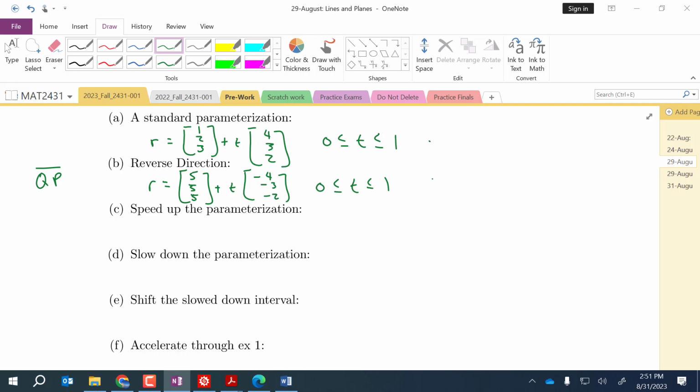Now there are other ways you could give parameterizations, but notice when I put in my lowest time value, I do indeed start at the right point. So that is starting and ending. There is a sense of start and end. We're going to talk about that later today. That's called our orientation to these curves.